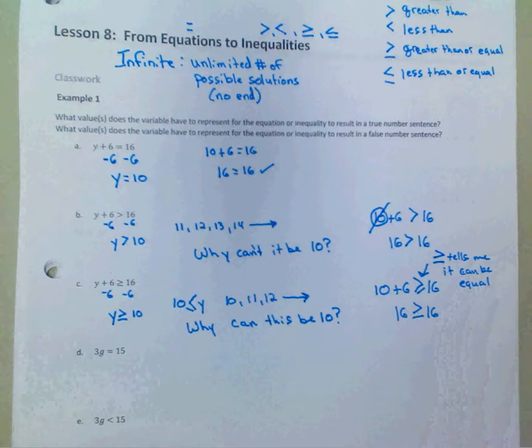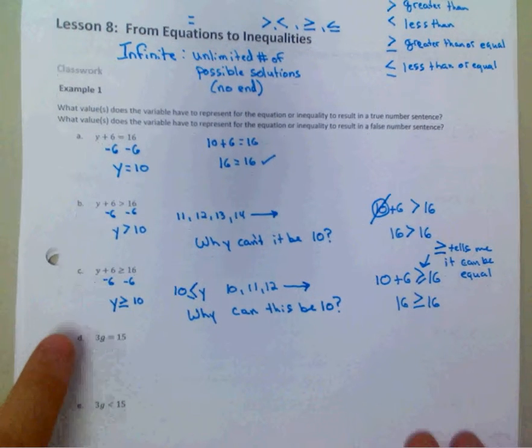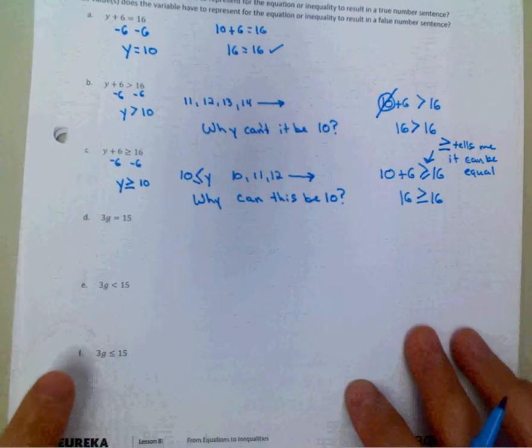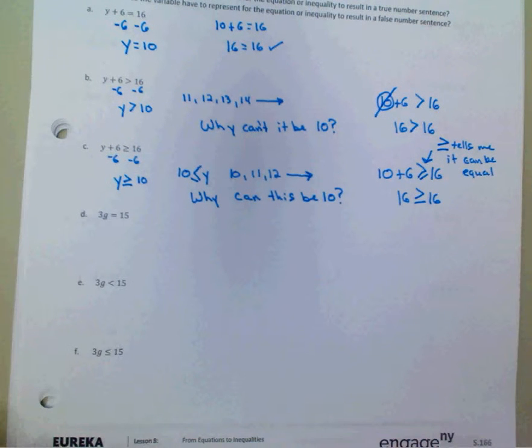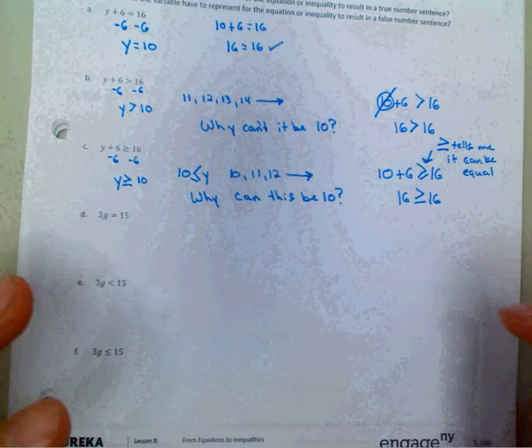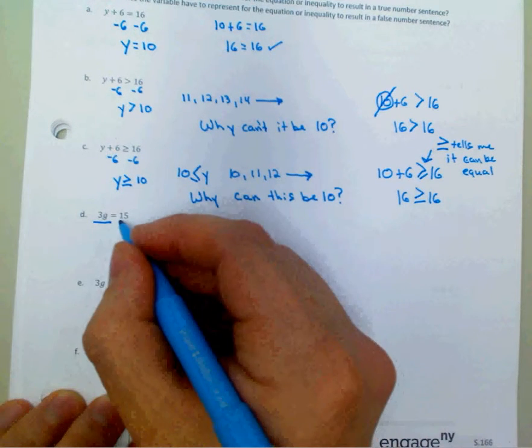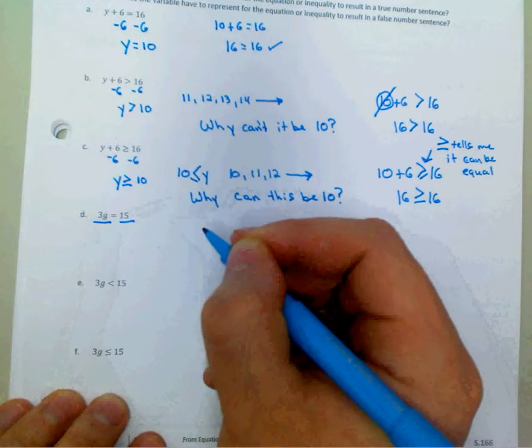That 10 is a possible solution. So what I want you to do right now is pause the video, go through D, E, and F on your own. All right? Ready? Go. Pause the video.